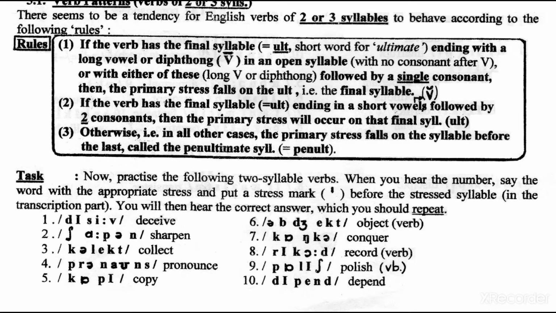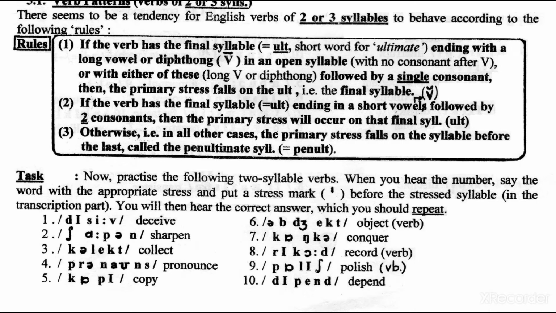The last verb is the verb to depend. Here the stress is on the alt, on pend. Why? Because we have applied rule 1B. What do we have here? We have a short vowel followed by two consonants. So here, what is the short vowel? It is E, and the two consonants are N and D. So we apply 1B on the alt.